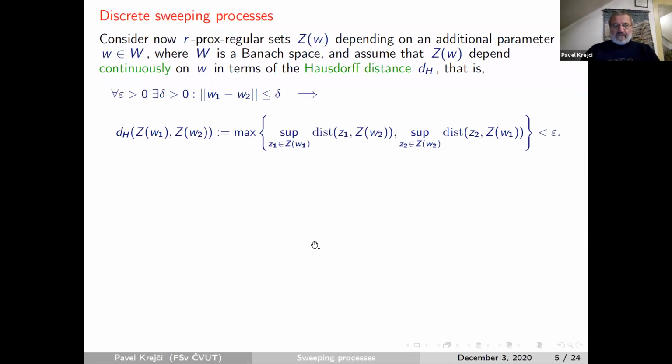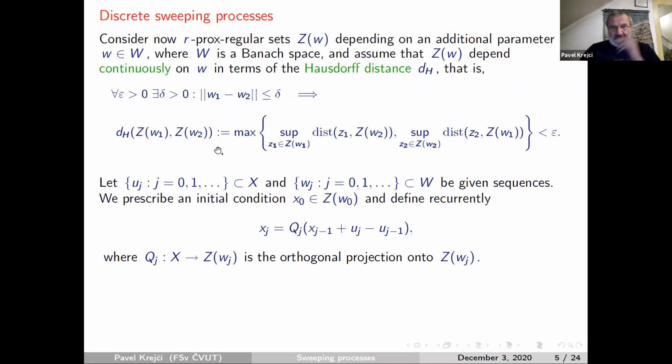Now, discrete sweeping processes. We will consider sets which depend on an additional parameter. So we will have two inputs. We will have one input which will describe the translations of the set Z, and then another input value which describes the change of the shape. So W will be the measure for the shape, and we assume that Z of W depends continuously on W in terms of the Hausdorff distance. So I recall the definition of the Hausdorff distance, and continuity is the standard definition: for every epsilon there exists delta.